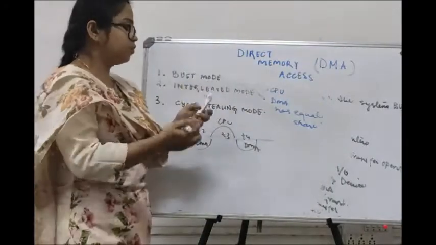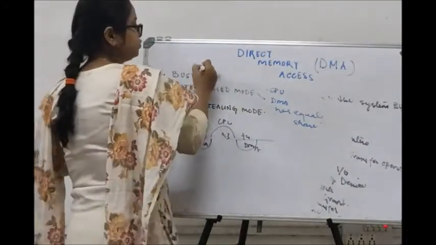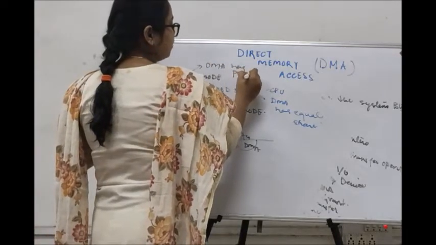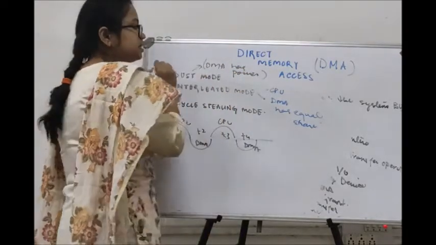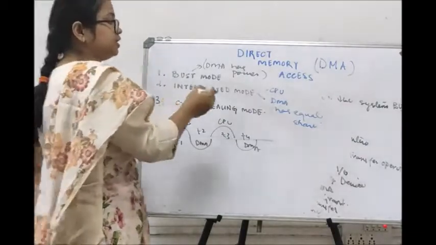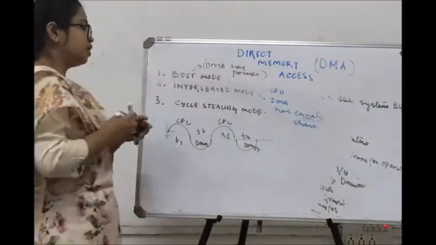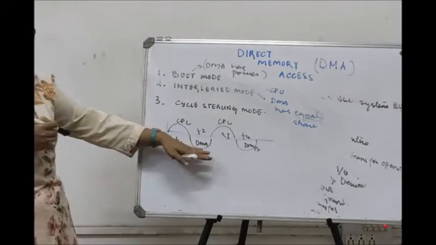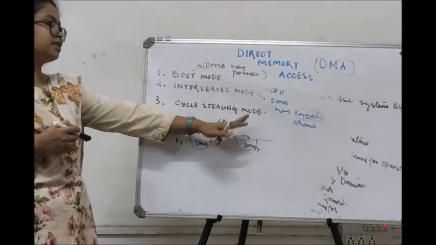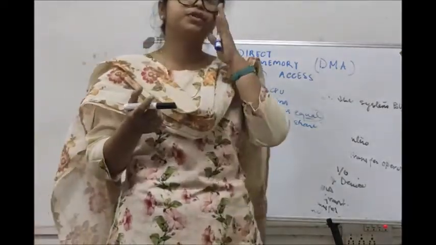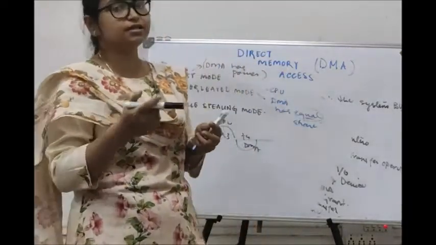In burst mode, DMA has absolute power. DMA has power. CPU has no power. Everything is done by the DMA, but here CPU and DMA have equal power. Half the time CPU uses, half the time DMA uses. Again, then CPU uses, DMA uses. So both have equal share on getting the bus.